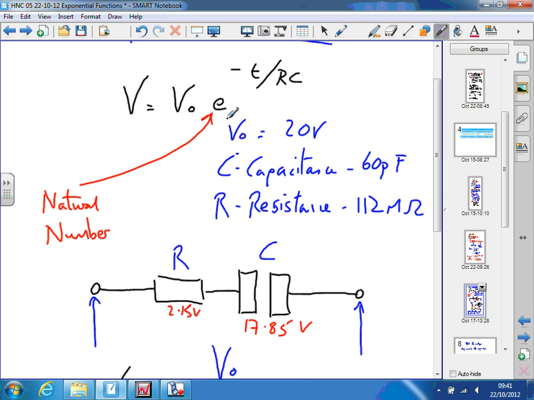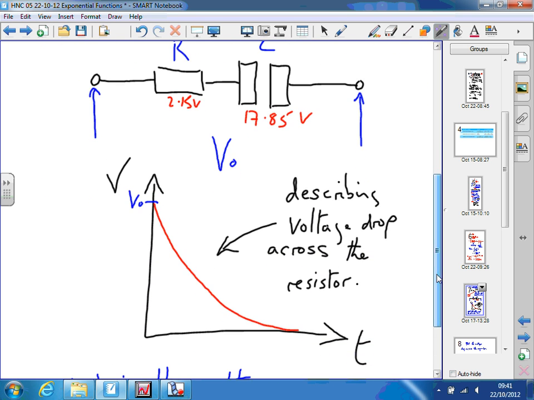And t is a variable. So if I were to plot voltage against time in a circuit involving a resistance and a capacitor, where capacitance is 60 picofarad and resistance is 112 megohms, we would get this. It's plotting the voltage drop across the resistor in the circuit as time goes by. So the voltage across the resistor has a certain value, and we can calculate it using that function.